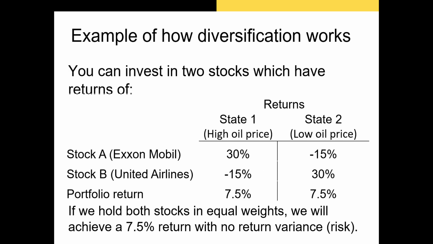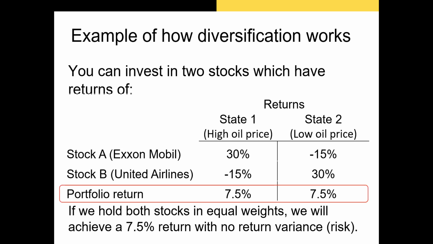Let's take a look at an example of portfolio diversification. In this example, we have two stocks, ExxonMobil and United Airlines. Exxon is obviously an oil company and makes money when the price of oil is high. United is an airline, and one of its most expensive inputs is jet fuel. So United's profits are adversely affected by a higher price of oil.